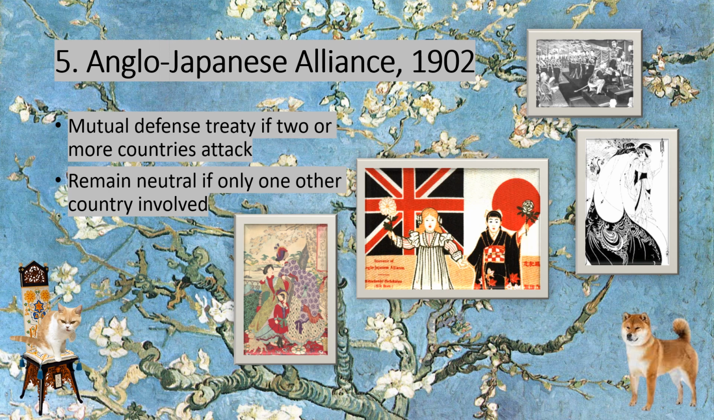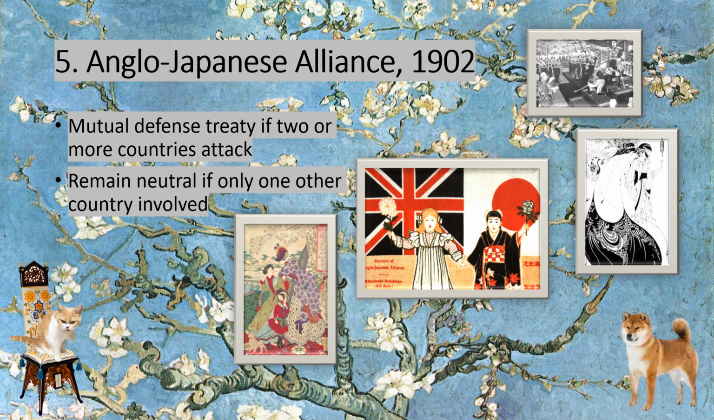Unable to afford the expense of a large naval fleet or standing army in China, Britain formed the Anglo-Japanese alliance of 1902 with Japan. It was the first military alliance for Japan in modern times. Essentially, it said Japan and Britain would aid each other mutually if either was at war with two or more countries. If either country was at war with only one other state, then the other would remain neutral.